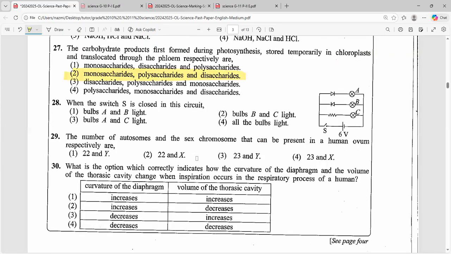28. When the switch S is closed in this circuit, A and C only light up, because in B you can see the diode is connected in reverse, no? 28, third one. 29. The number of autosomes and sex chromosomes that can be present in a human ovum.